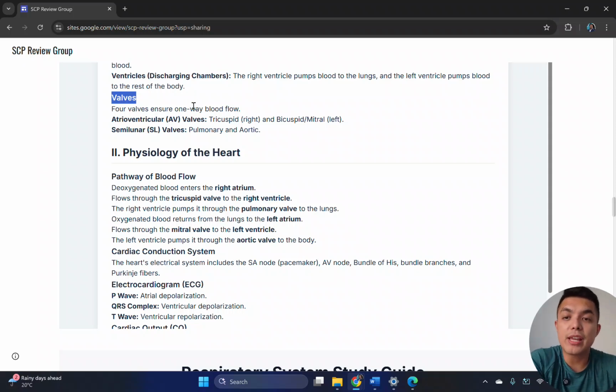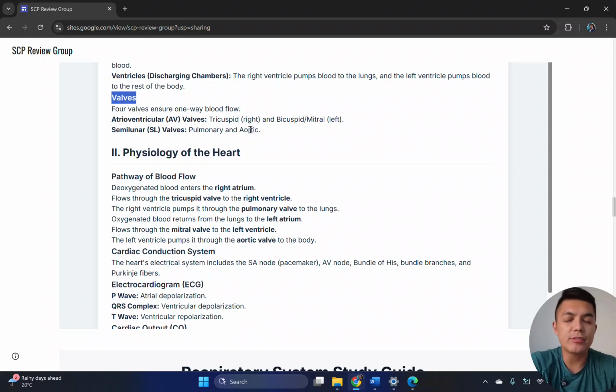And let's talk about valves. So 4 valves ensure a one-way blood flow. And if there is regurgitation or stenosis of the valve, now we have a valve pathology problem. And it needs to be fixed or repaired or replaced. So next are the atrioventricular valves. It's the tricuspid on the right side of the heart, and the bicuspid or mitral valve, which is found on the left. And semilunar valves, which are the pulmonary and aortic valves.